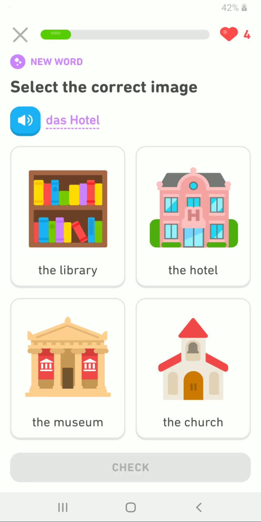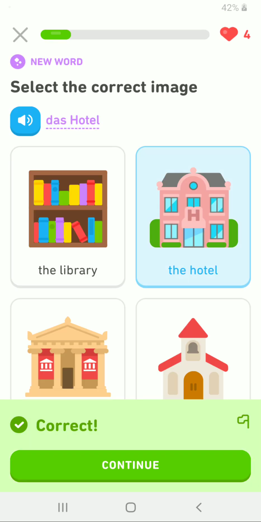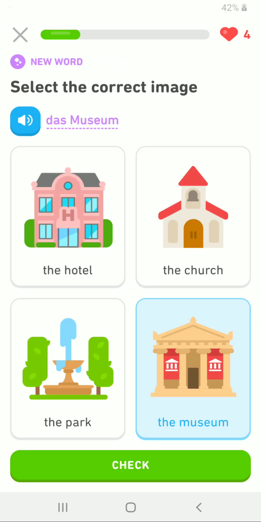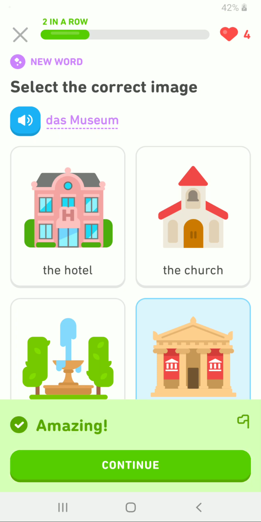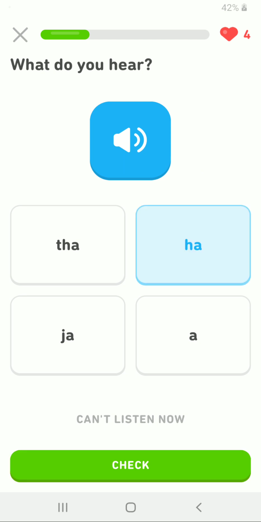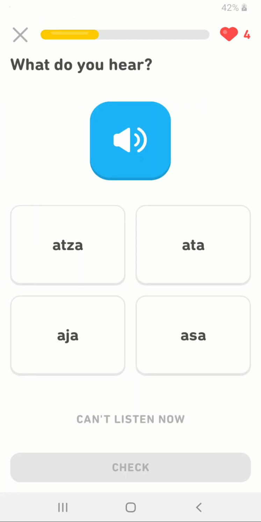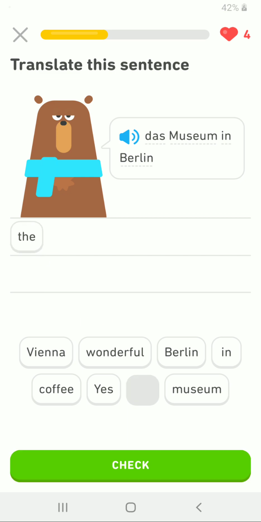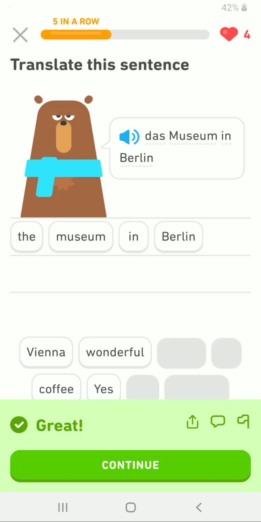Das Hotel is here, easy. Das Museum, it's also museum, written the same way, but das, yeah? Das Hotel, das Museum, they are both neuter. And Aza is here. Das Museum in Berlin. So the museum in Berlin, das Museum.